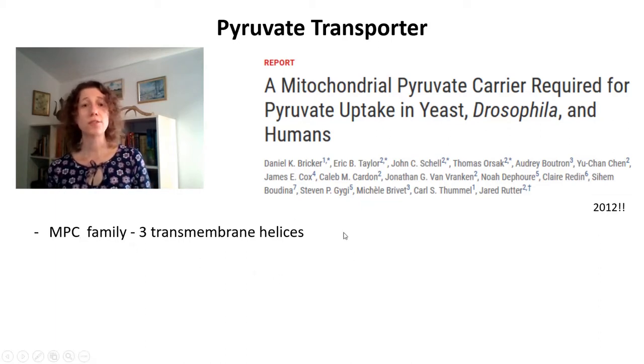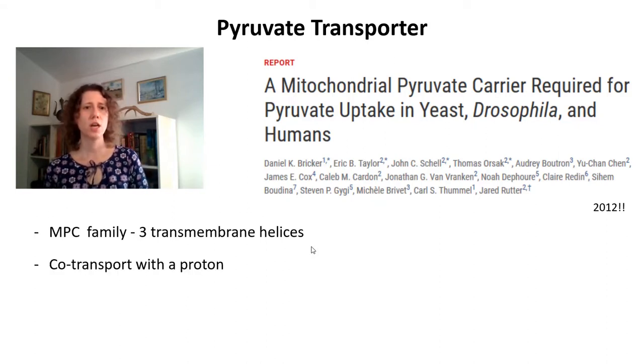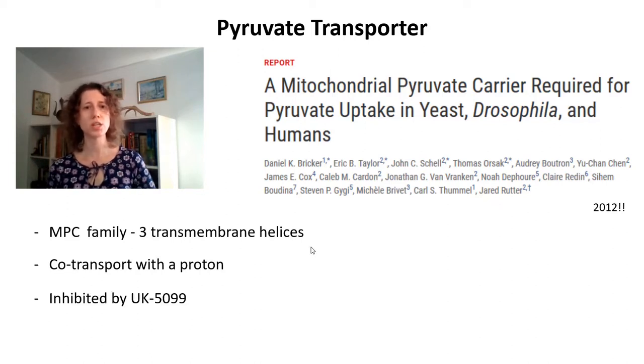These proteins have 3 transmembrane alpha helixes, probably more than one subunit acting together so that they can actually transport a molecule like pyruvate. Pyruvate is thought to be co-transported with a proton, therefore down delta pH again, and this transporter can be specifically inhibited by a molecule known as UK5099.